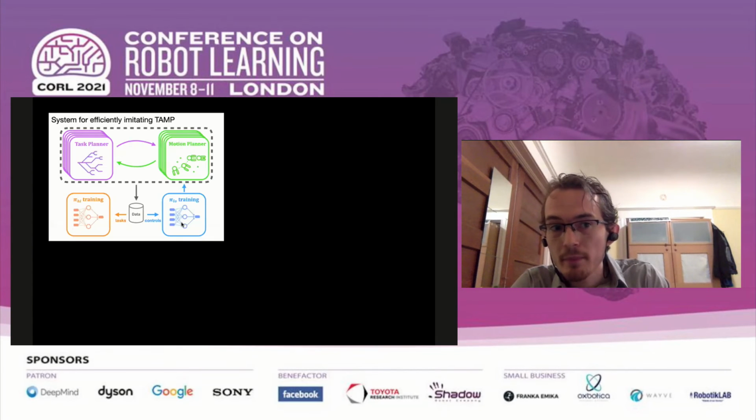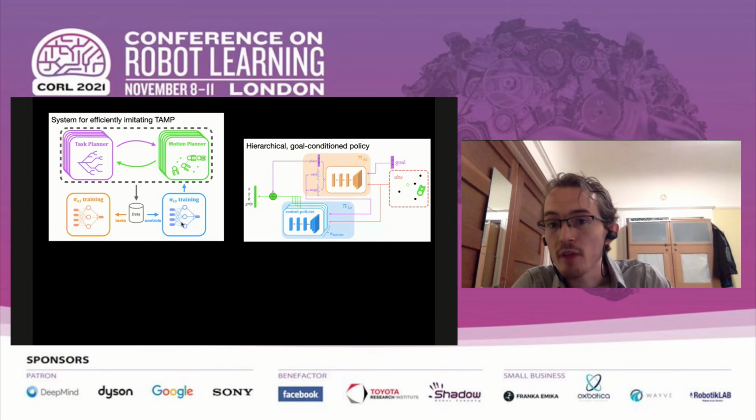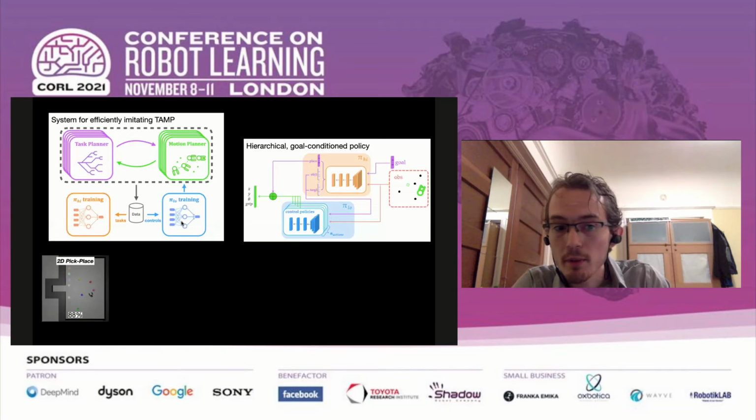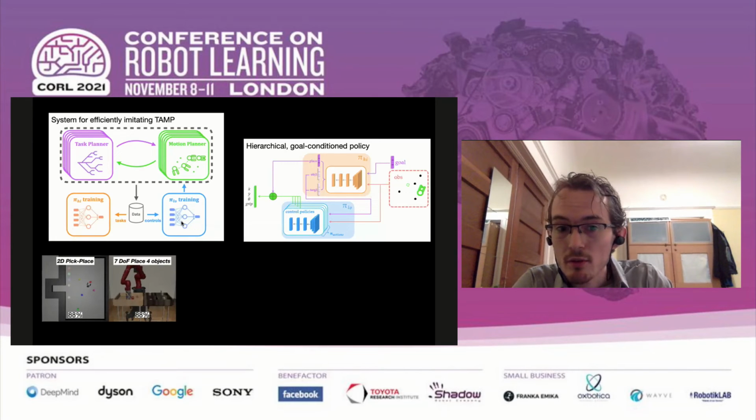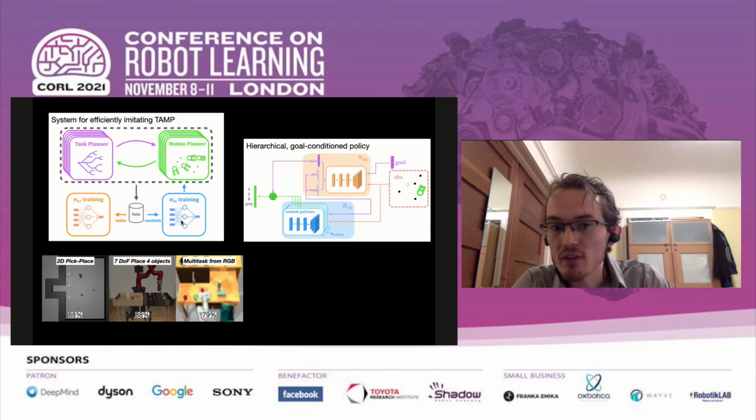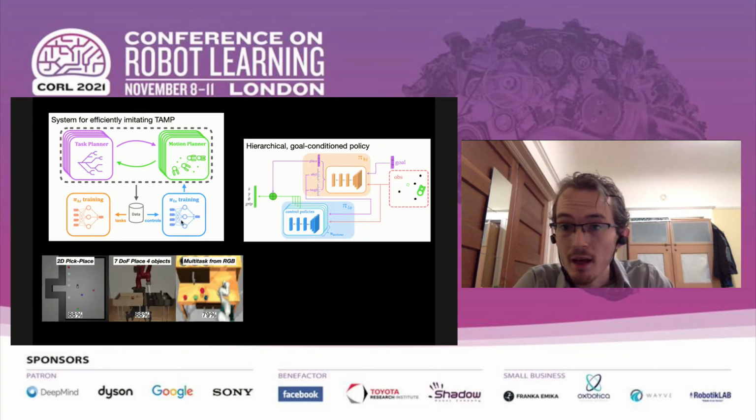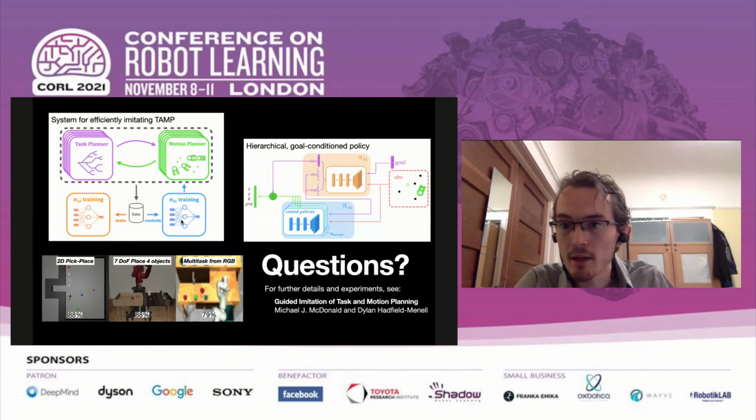So to summarize, we propose a system for efficiently imitating task and motion planning, use that to train a hierarchical goal-conditioned policy, and then evaluate in a 2D pick place, a high-dimensional manipulation problem with 4 objects, and a multitask problem from RGB images, where we can successfully deploy our policies. Thank you, and yeah, see us at the poster session afterwards.